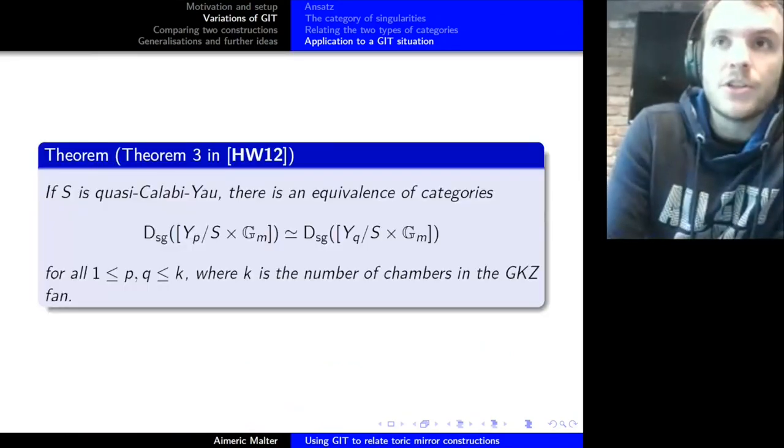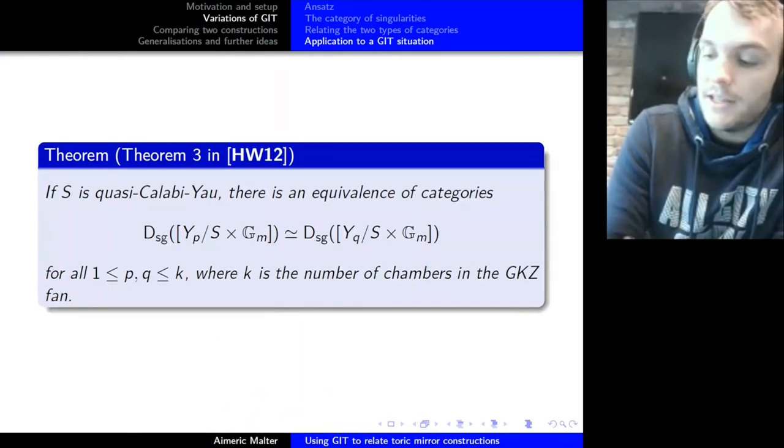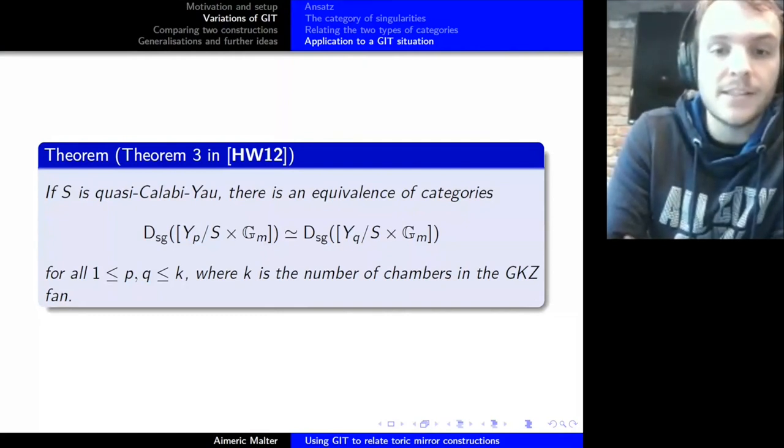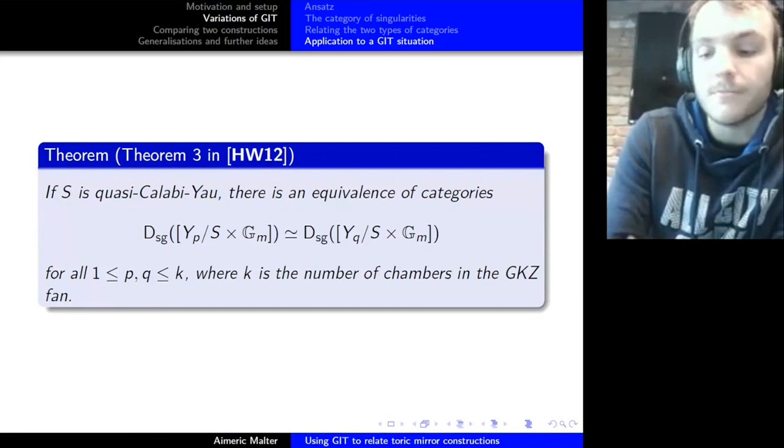Now we come to the bit where the variation of GIT becomes useful, because right now we have found some results that allow us to equate the derived categories to some singular categories, but we don't know yet how to go from one singular category to another. And that's this little result here, which says that as long as the action is quasi-Calabi-Yau, then you get an equivalence between the singular categories from one chamber to the next. And that's a very powerful result.